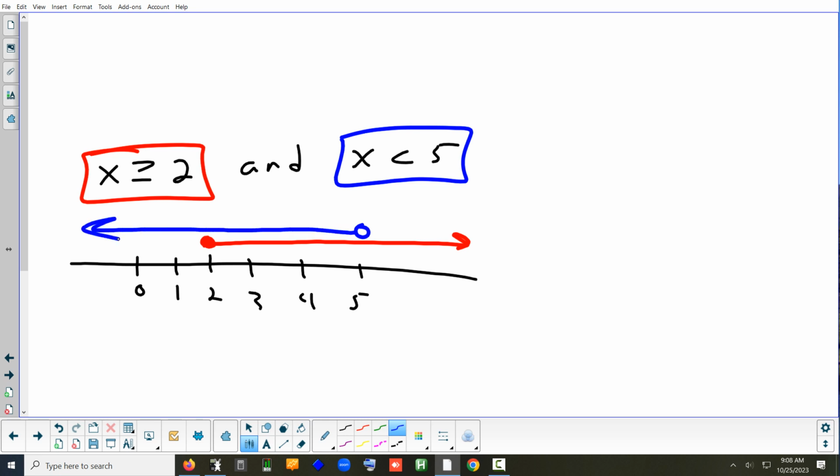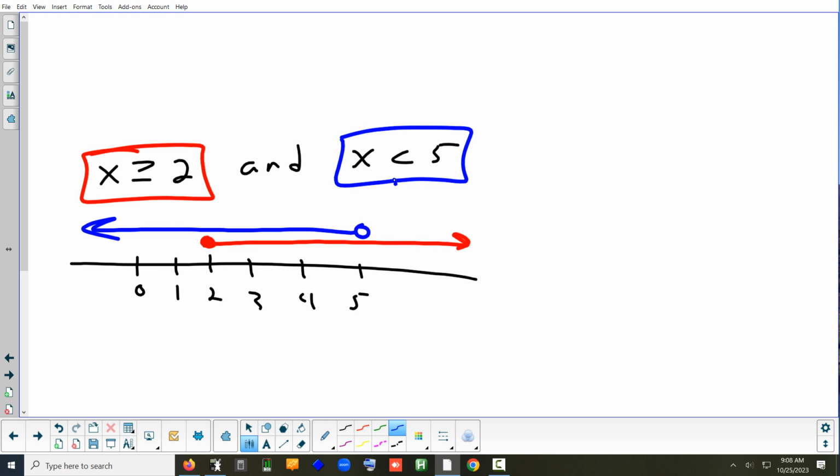So anything in blue is an answer to the blue problem. Anything in red is an answer to the red problem. Well, when we graph this, we need to graph everything that's an answer to both problems. Between what numbers do the red and the blue overlap? 3 and 4. Even more than that. Yep. 2, 3, 4, and 5. Yeah, they overlap from 2 to 5. Okay, that's where they overlap.